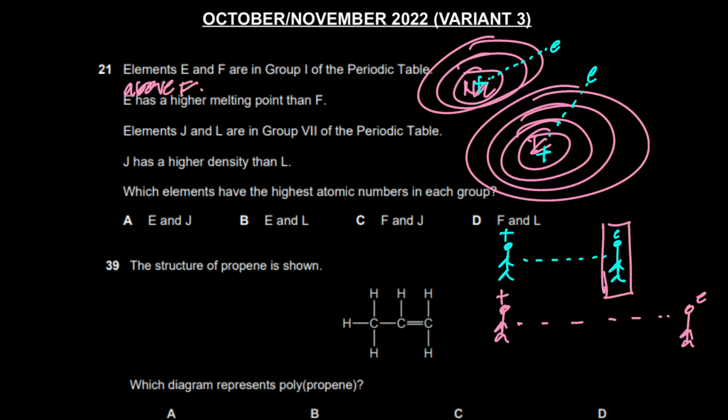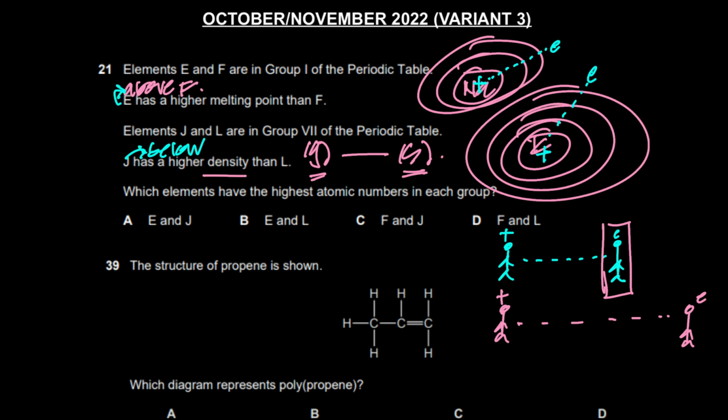Now it says element J and L are in group 7 of the periodic table, and J has a higher density than L. It's pretty simple. In group 7, we know that the state changes from a gaseous state to a liquid and then to a solid down the group. So if J has higher density, we know solids have a higher density than liquids and gases. So if J has a higher density than L, that means that J is below L in group 7, and E is above F in group 1.